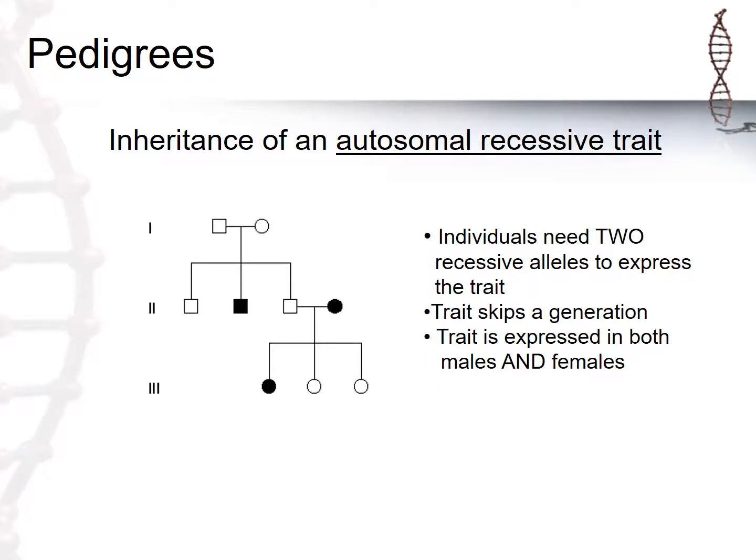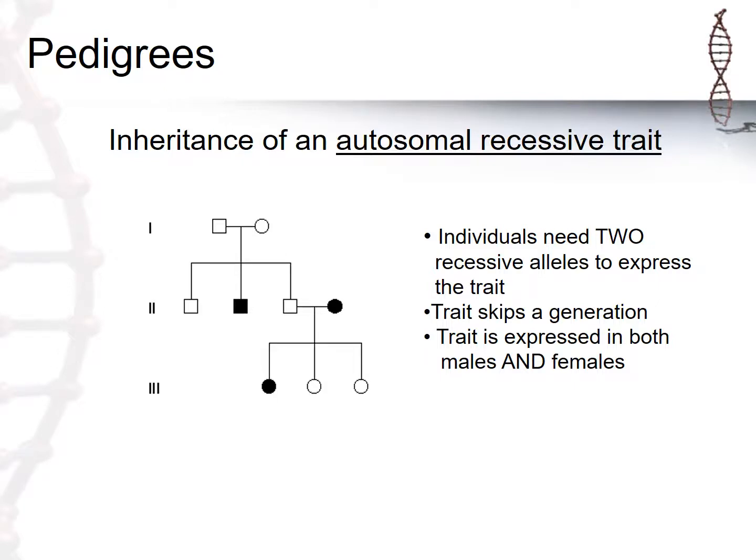All right, autosomal recessive. For an autosomal recessive trait, you need two recessive alleles, also known as two lowercase alleles. These traits tend to skip generations, and the trait can be expressed in both males and females.